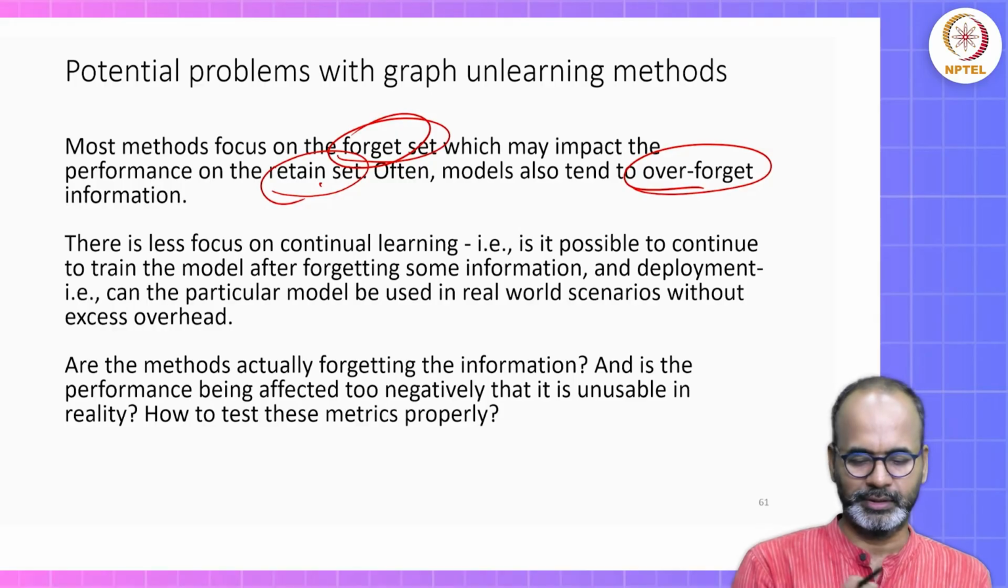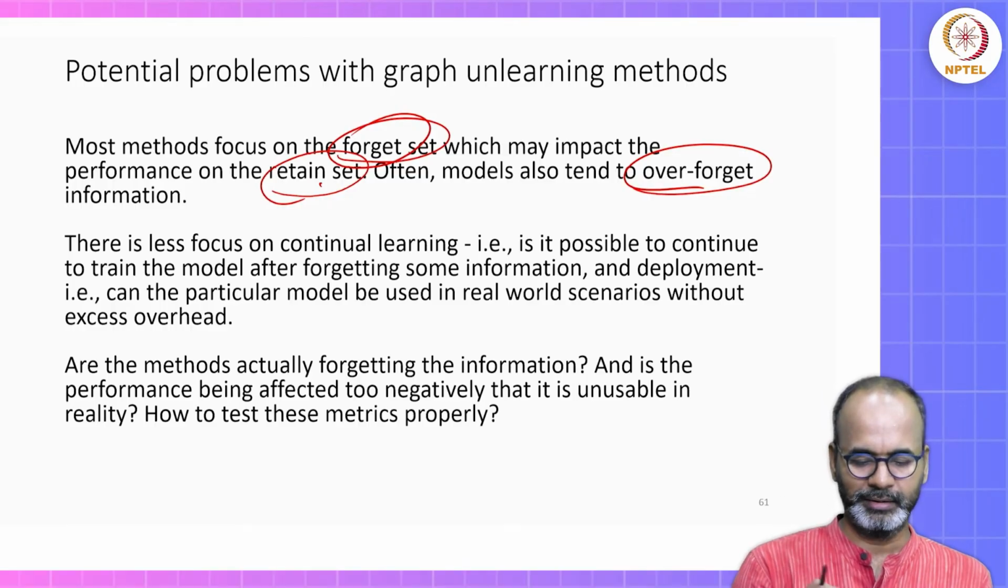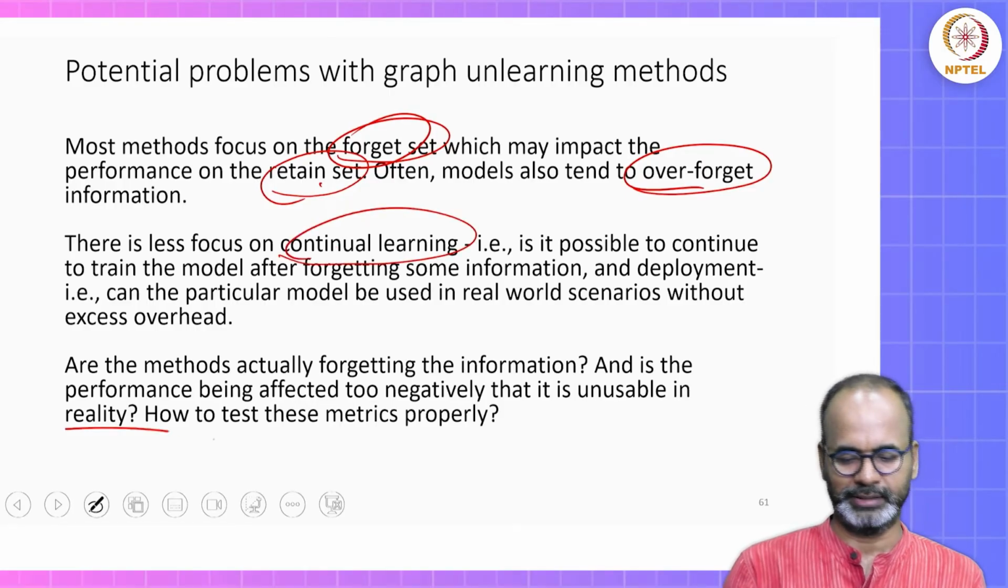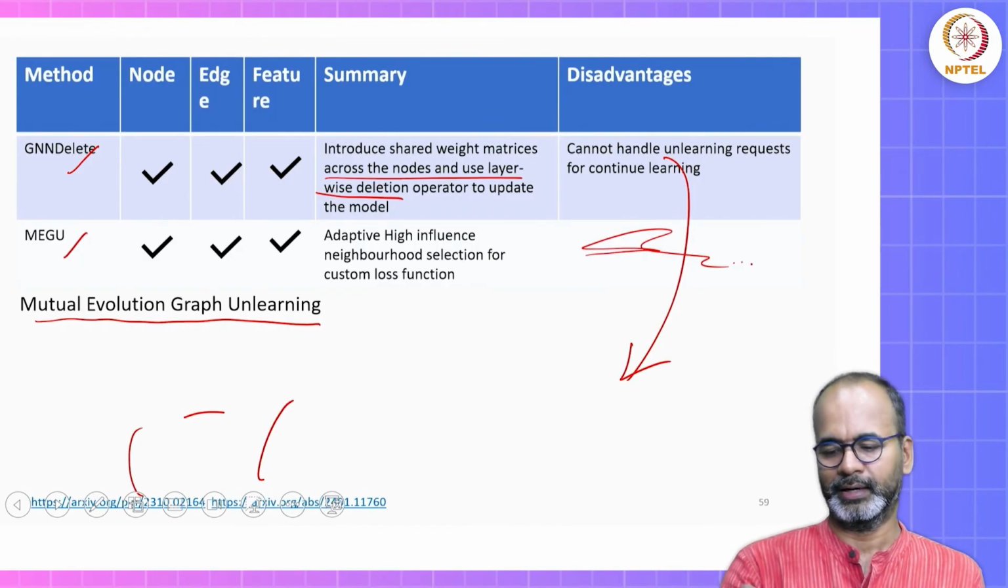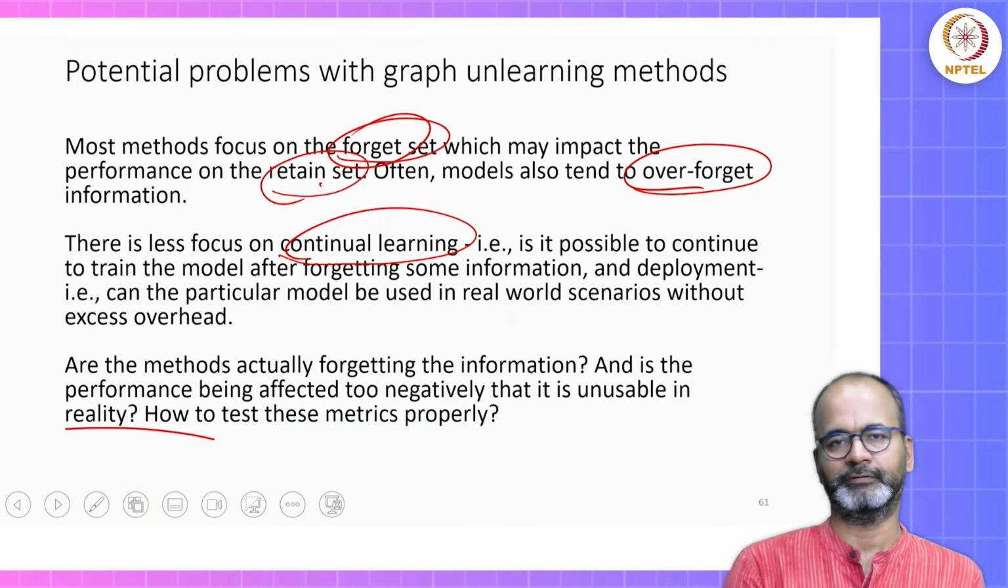There's less focus on continued learning. That is, it is possible to continue to train the model after forgetting some information in deployment. That's, can the particular model be used in real world scenarios without excess override? I just now mentioned this continued learning here, right? So that is hard in graph unlearning.